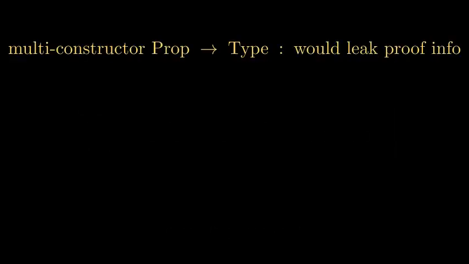The restriction to singletons is the price of safety. Eliminating a Prop with multiple distinct constructors into Type would let a type-level term observe which proof you held. And that breaks proof irrelevance.